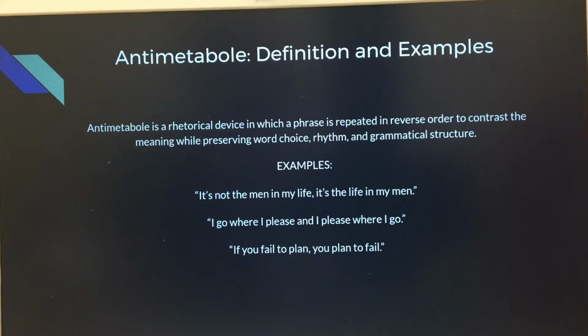For example, Mae West's catchphrase, "It's not the men in my life, it's the life in my men," is considered antimetabole, since the words' grammatical structure and rhythm of the first clause are repeated inversely in the second clause to create opposite meaning. Other examples include, "I go where I please, and I please where I go." "If you fail to plan, you plan to fail."